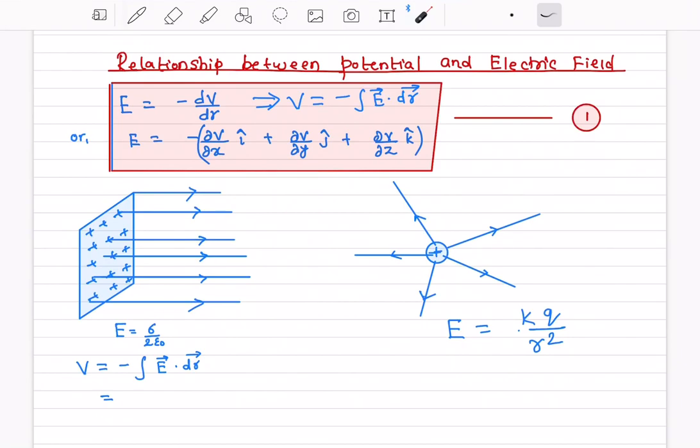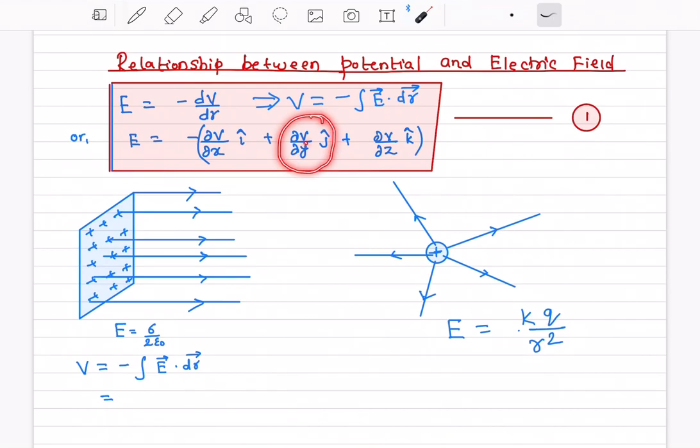Also, if the electric field is in three dimensions, for example due to a point charge, the electric field varies in all possible directions in space. Then the electric field in any direction, let's say along the x-axis, can be found by taking the partial derivative of potential with respect to the distance. The first term gives you the partial derivative of potential along the x direction. i stands for the unit vector along the x direction.